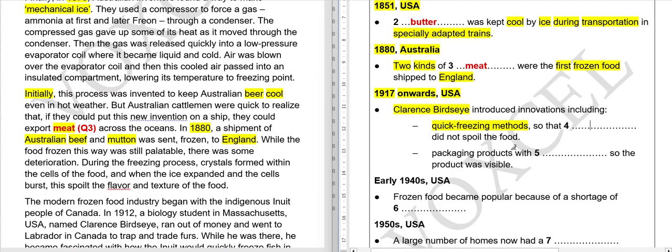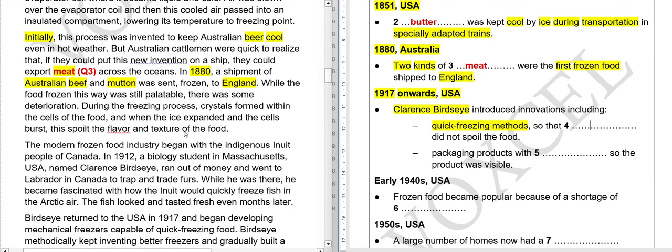Okay, so in the paragraph, again I'm repeating the same thing so that it can be clear to you. In the paragraph it may be written x used to spoil the taste of food, or x spoiled the taste of food, and to prevent this Clarence Birdseye introduced something or innovated something. So do not say it did not, where is did not. So his innovation stopped something that used to spoil the taste of food. Okay, let's see 1917 onwards USA.